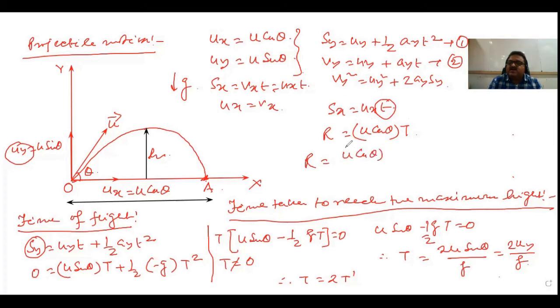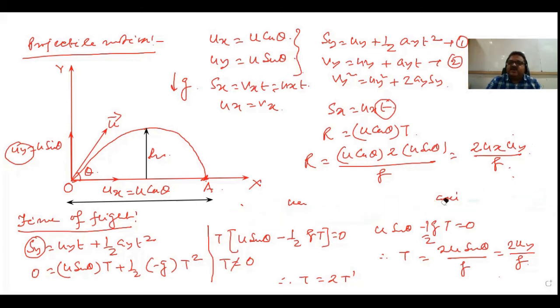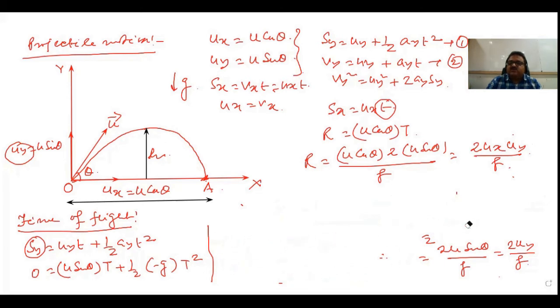let me write it like this first, t is equal to what? 2 u sine theta by g. Now, the simple technique of remembering this: u cos theta is ux, u sine theta is uy, so 2 ux into uy by g. This is the formula for the range. Now, I can simplify the formula more, and let me convert it into the general formula.